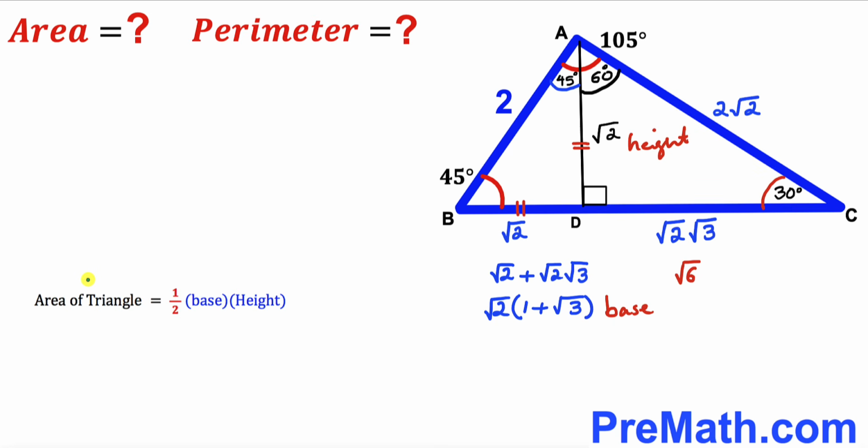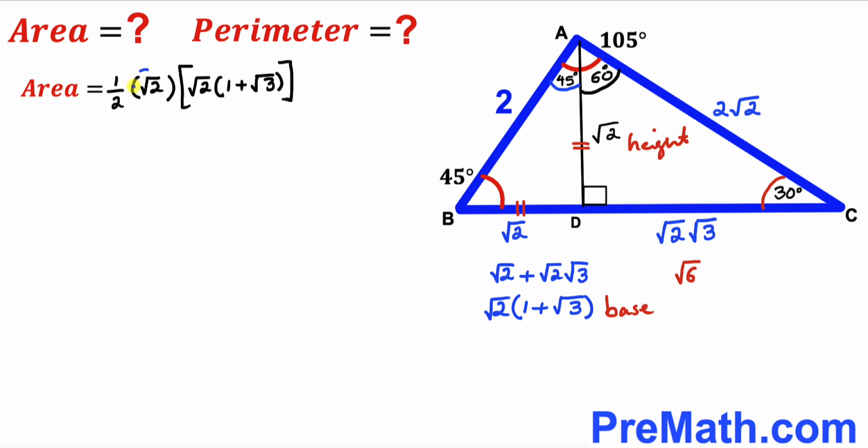And now let's recall the area of a triangle formula once again. Area equals half times base times the height of the triangle. And in our case, the base of this triangle is square root of 2 times 1 plus square root of 3, whereas the height of this triangle is square root of 2. So therefore, the area of this triangle is going to be a half times the square root of 2, the height, and then times the base, square root of 2 times 1 plus the square root of 3.